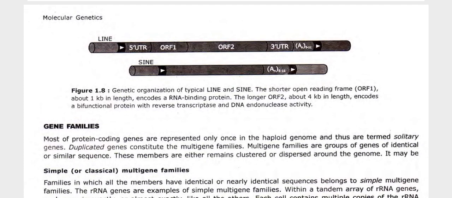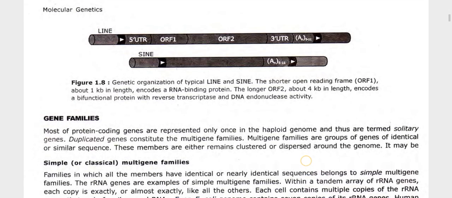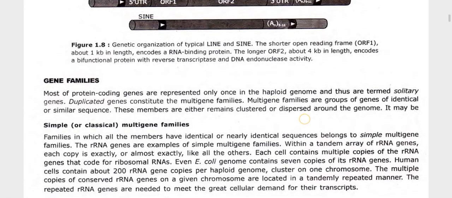Genetic organization of a typical LINE and SINE. The shorter open reading frame, ORF1, about 1 kb in length, encodes an RNA binding protein. The longer ORF2, about 4 kb in length, encodes a bifunctional protein with reverse transcriptase and DNA endonuclease activity.